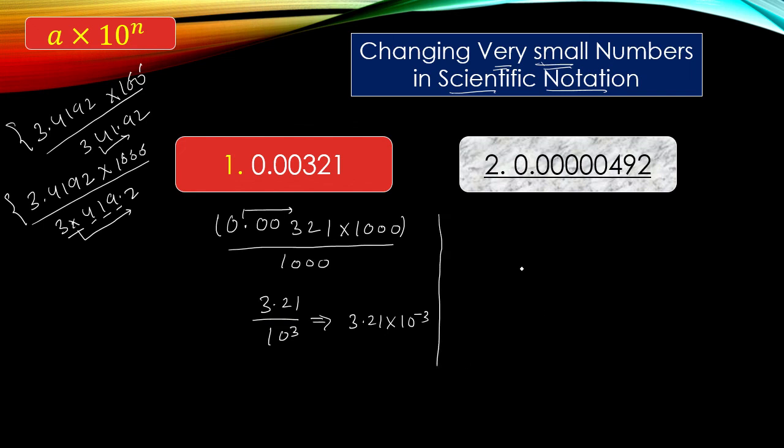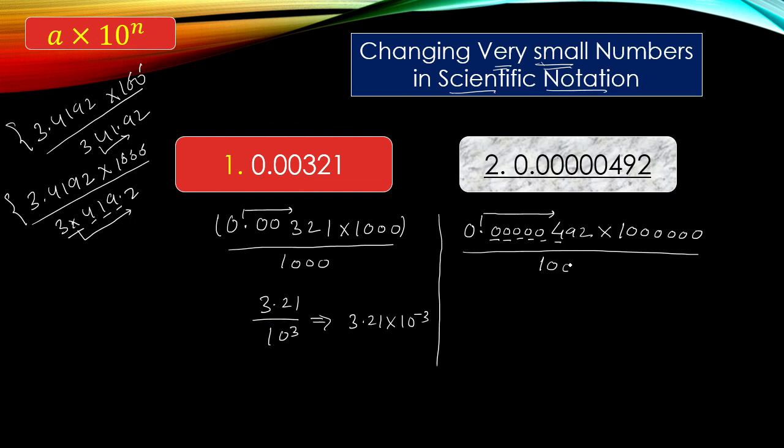Now let's see the second example. Here we are finding the number is 50492. So our task here is to shift the decimal towards right side. How many places? Let's see, 1, 2, 3, 4, 5, 6. We are interested to shift the decimal towards right side 6 places. So we have to multiply the number by 1 with 6 zeros. So it is necessary to divide the number by the same, that is 1 with 6 zeros.